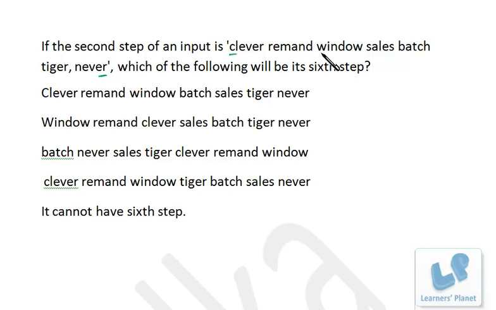entire word. So in the very first step, C will be at the first place, then obviously R, and then W, then from the remaining one P will come at the first place. So batch, cells, tiger, never. This is the first step.